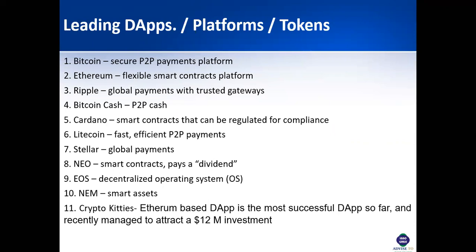So CryptoKitties is an Ethereum-based DApp, the most successful DApp in today's scenario. It recently managed to attract 20 million USD in investments. These investments, as I said, happened through the token route. The token they offer through an ICO, and the ICO gets subscribed by the general public. So you can say it's some kind of crowdfunding.